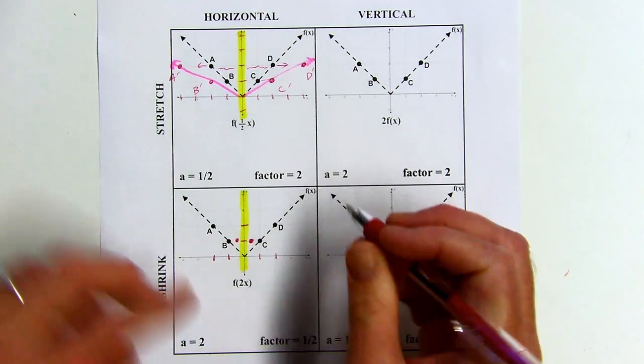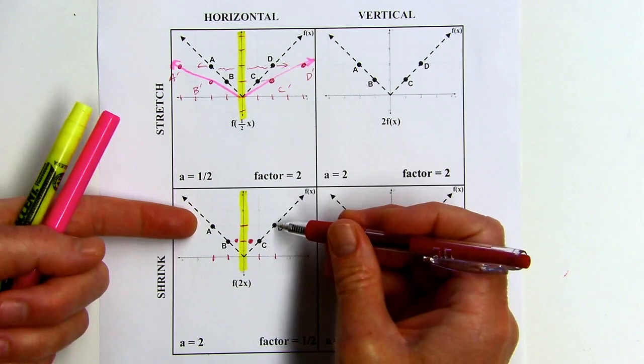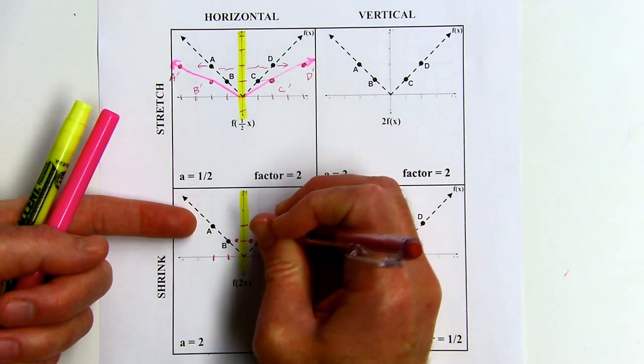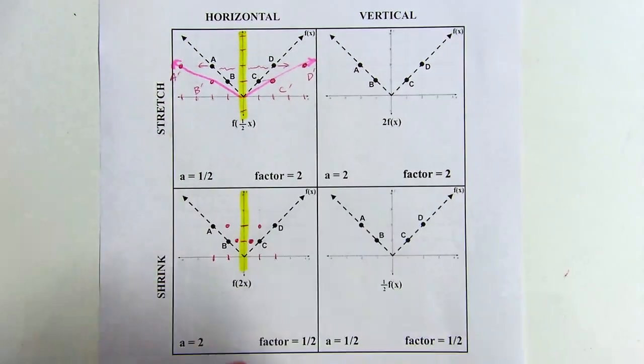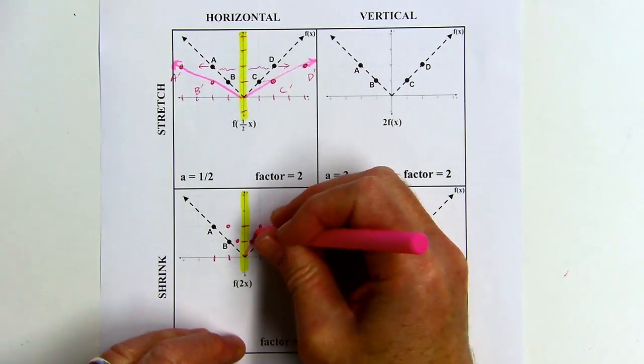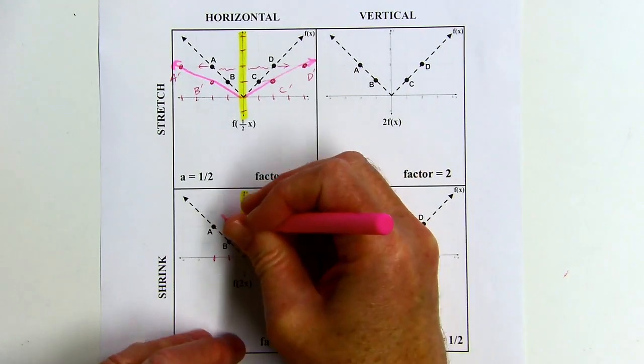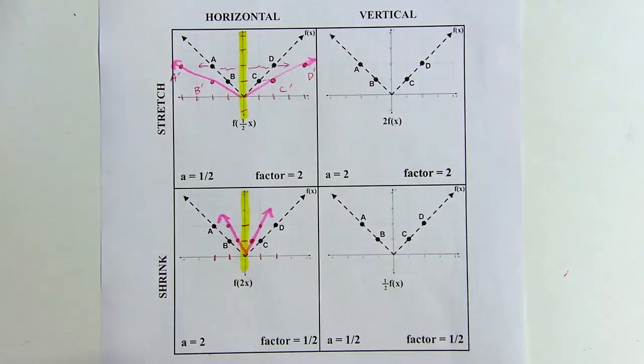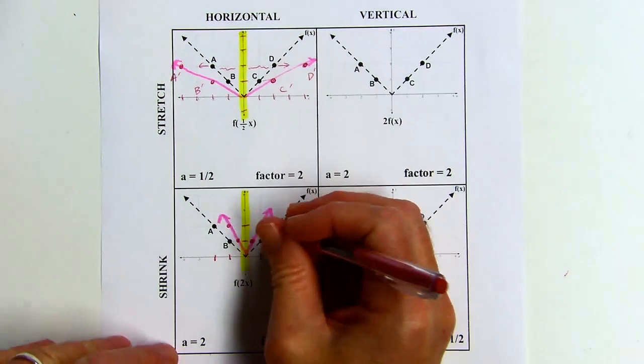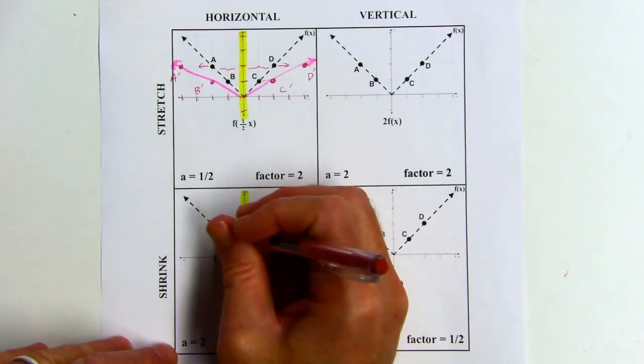Okay, and the top points are right now 2 units away, so I want to take half of that and make them 1 unit away. I won't label those points, but that's what they would look like. And so we're going to get something that looks like that. Those points are going to move in towards that axis.